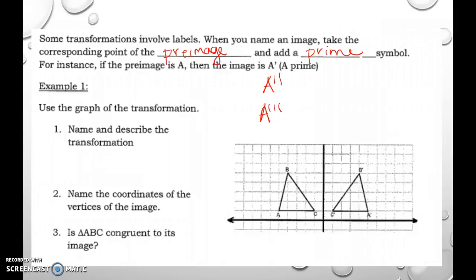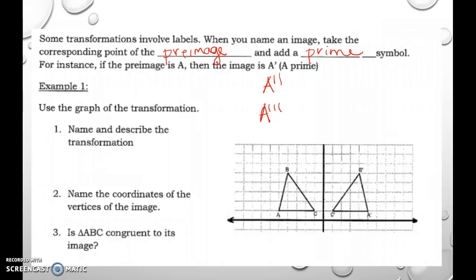So for this example, let's use a graph, name and describe the transformation. We're going to have a couple of different ways, and it depends on what transformation we're talking about. If we're talking about a reflection, we'll get into this individually in each section, we're going to state that the reflection is over a given line. So I reflected over the x-axis. I reflected over the y-axis. I reflected over the line x equals 2. That's going to be the description of the reflection, and of course the name in this case would be reflection.